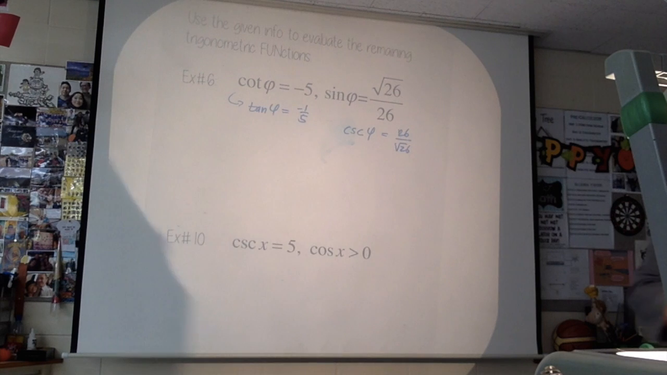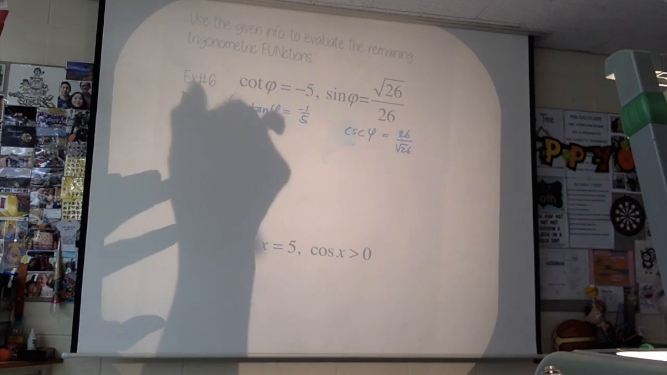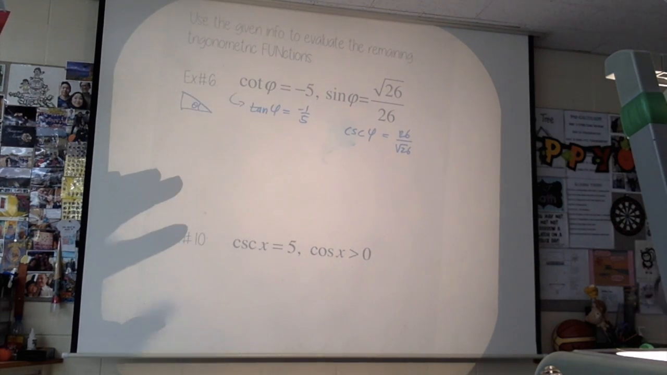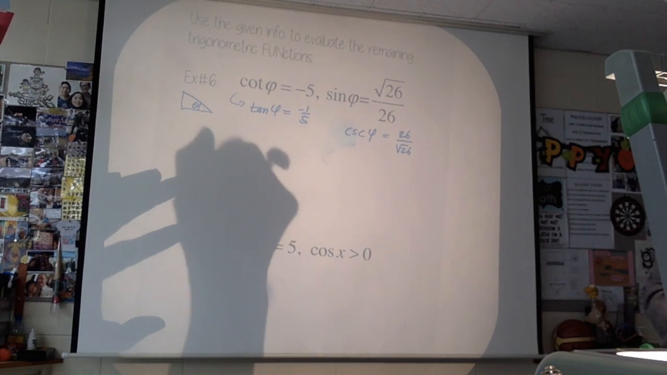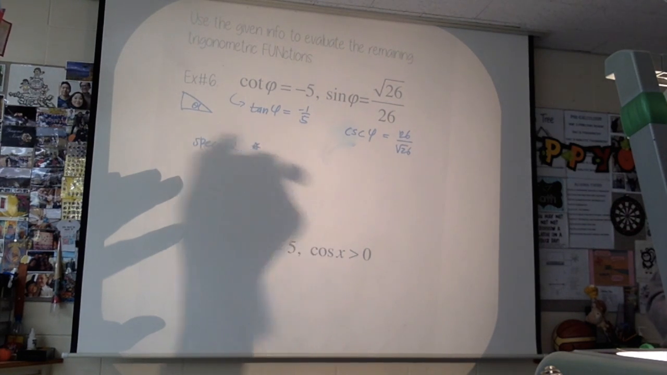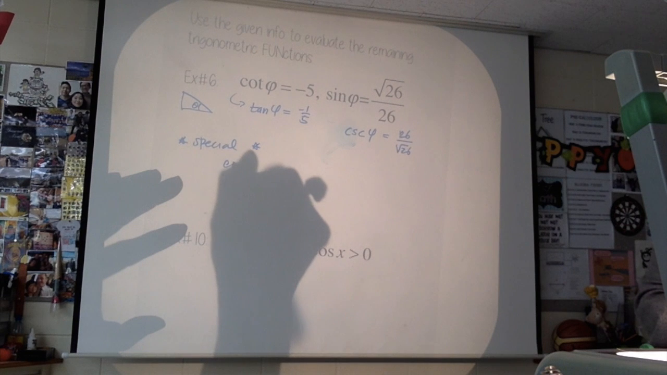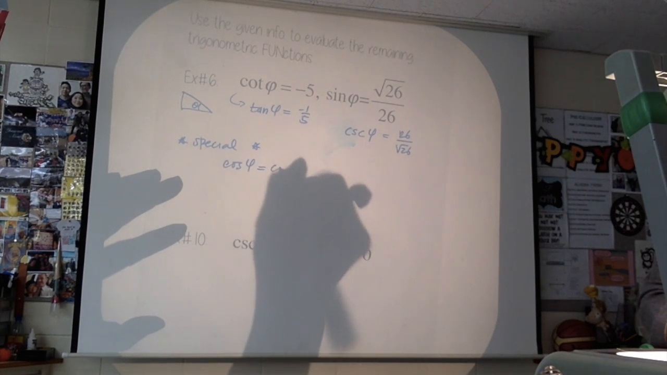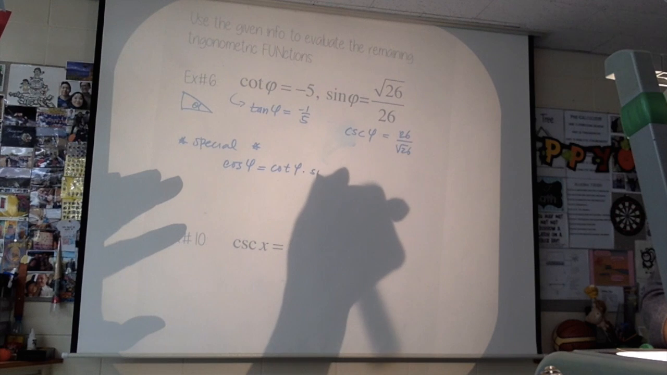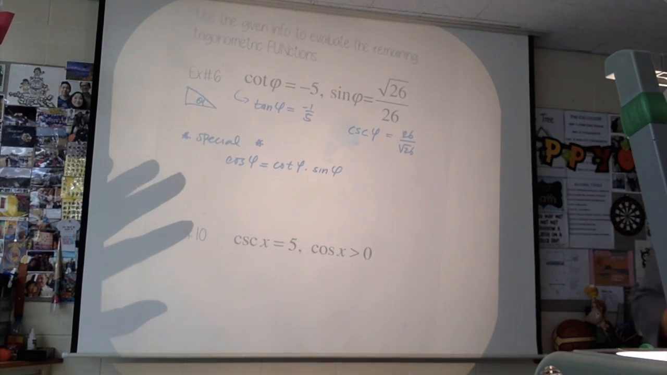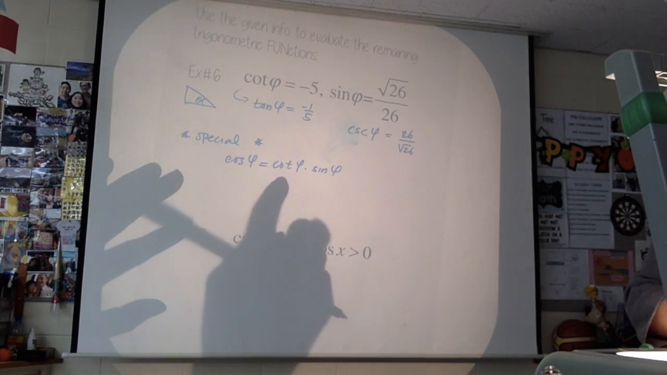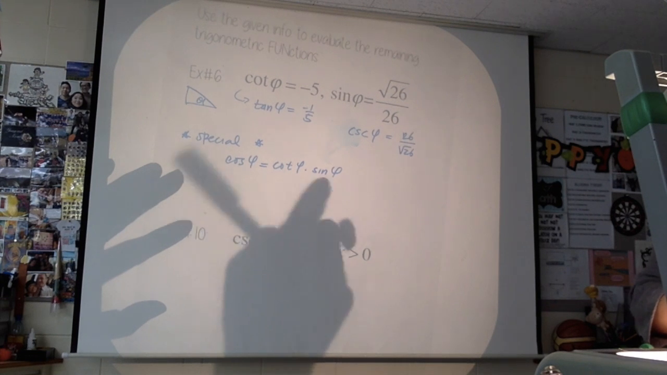I know that you know the classic method, the whole triangle where you draw an angle here. I know you know all that, but here's a special method. You also know cosine of phi is equal to cotangent of phi times sine phi. Think about how you know that. Because cotangent is cosine over sine, so the sines go away. That's cosine.